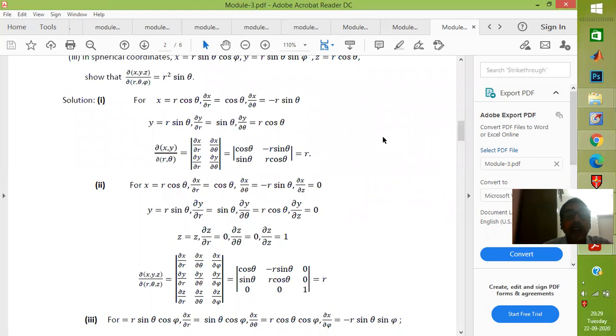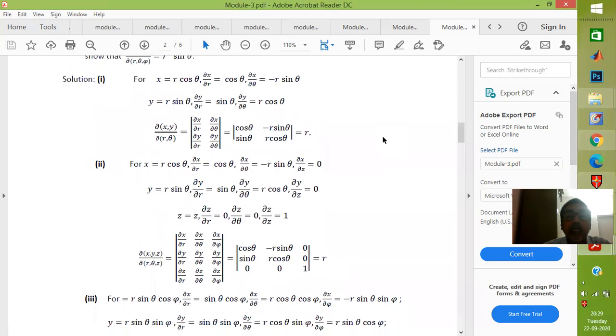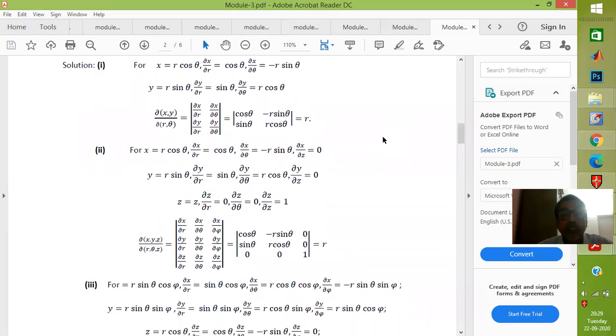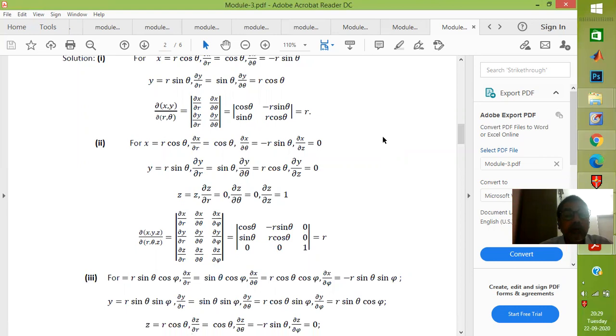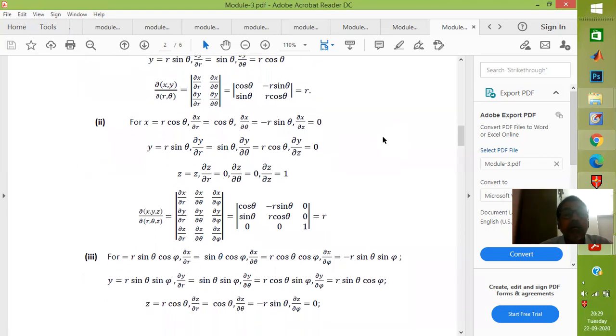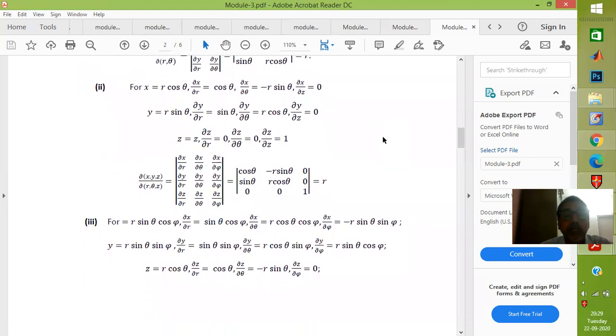The first problem is to find the Jacobian when we transform from plane Cartesian coordinates to polar coordinates. So dou(x,y) by dou(r,theta), as already explained, is a Jacobian with rows dou x by dou r, dou x by dou theta, and dou y by dou r, dou y by dou theta. So get the partial derivatives, and then on expansion you get r as the Jacobian. Similarly, when we talk about the cylindrical system, the Jacobian gives us r.